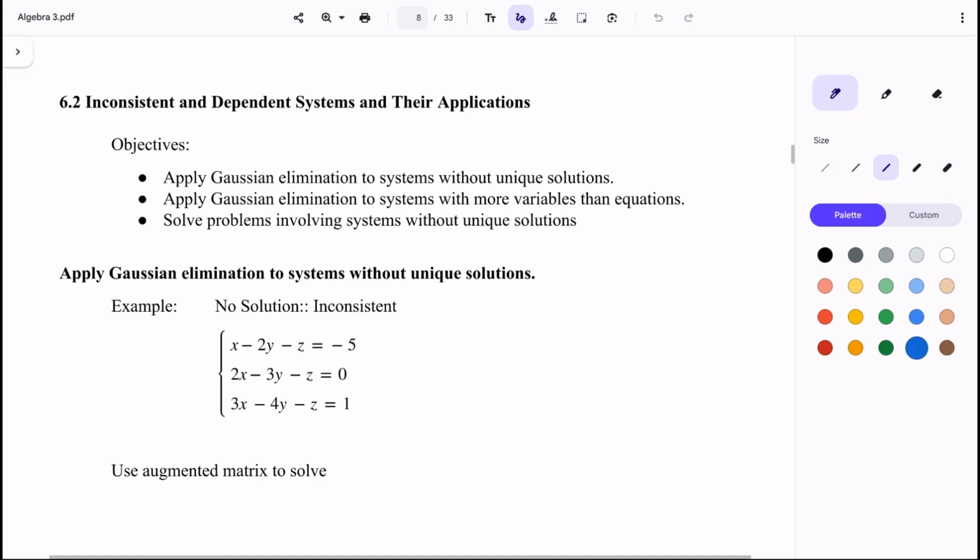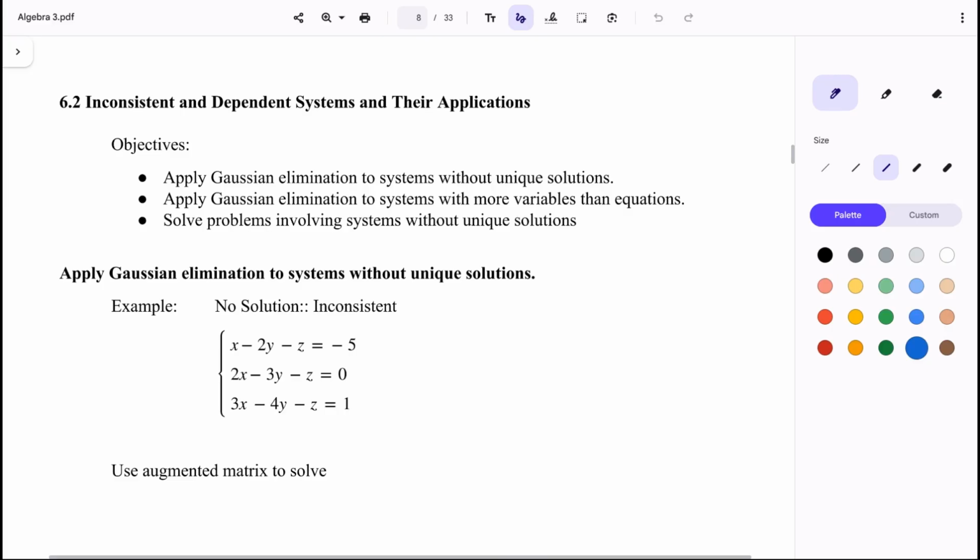you get something that's all zeros where the X, Y, and Z would be, and then you have a number. And so we're going to talk about the difference between those and when we consider something to be an inconsistent solution and when we consider something to be dependent, and what that looks like when you're doing this.